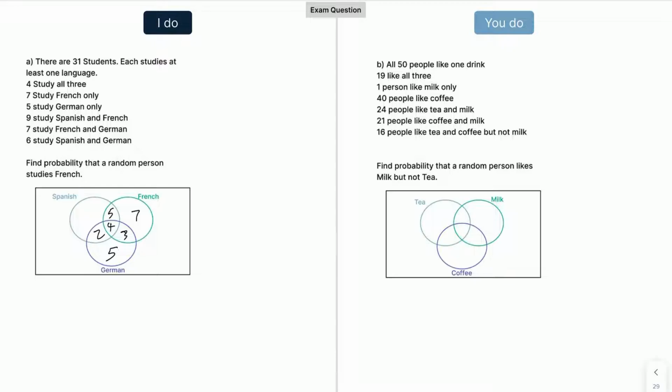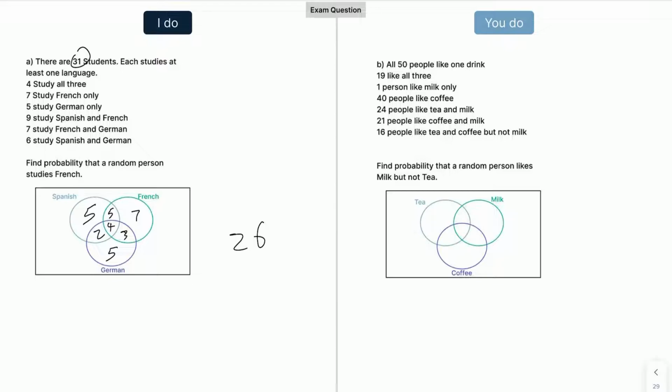And then we have, well, that's all we've got so far. Oh okay, this is a key bit of information. It says each studies at least one language. So there's nothing that's going to go outside here, okay? There's nothing outside. If there's 31 students, if I add all these numbers together, I get 26, okay? But the question tells me there's 31 students altogether. So that means there must be 5 in here.